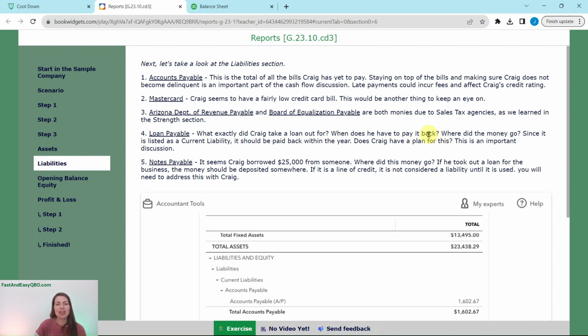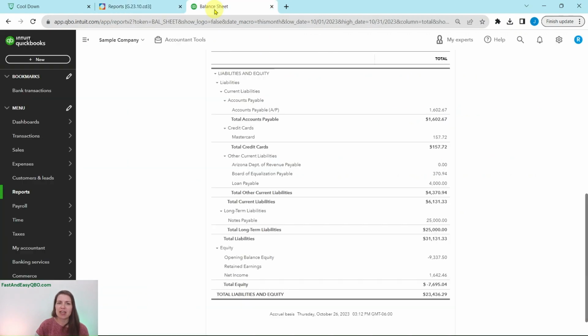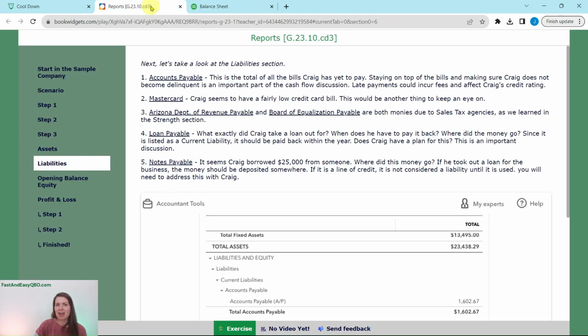This is a really important discussion and something that you as his bookkeeper really need to understand. That loan payable, other current liabilities, there is that loan payable. If it is more than a year that it's going to take to pay back, it should go into long-term liabilities, which we see something under there that says notes payable. And it seems that Craig had borrowed $25,000 from someone.